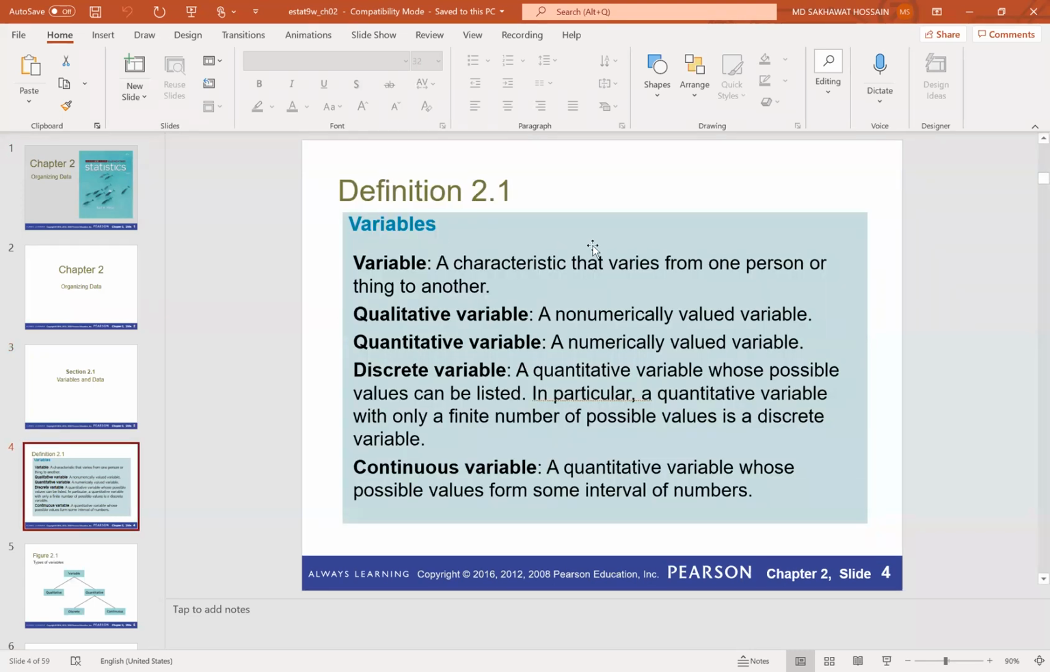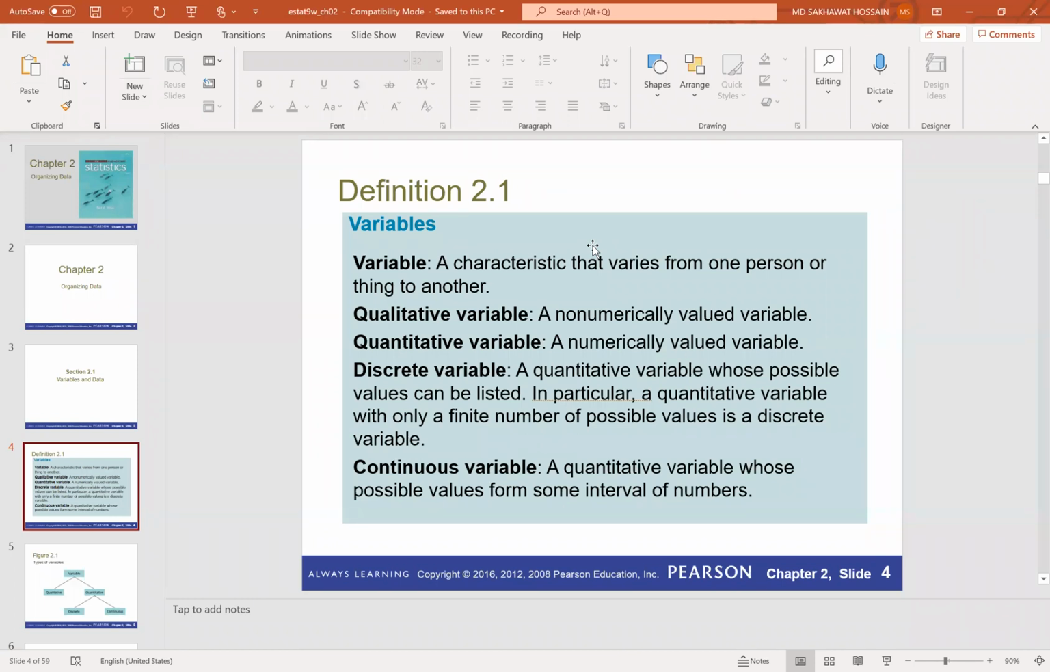So what is a variable? A variable is a characteristic that varies from one person or thing to another. What does it mean? If you think about the height of a person, height differs from person to person, right? So this is a characteristic of the person that varies from person to person, so this is a variable. Or if you consider the weight of a person, it varies from person to person, right? So this is also a variable.